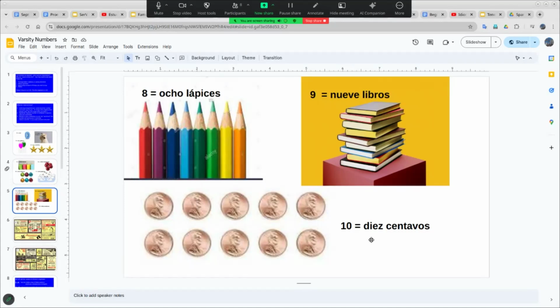Diez centavos, 10 cents. Okay. This 1 through 10 is key because all the higher numbers will use these as building blocks. So the 1 through 10, you keep reusing when you get to words like 29, 60, 68. That 1 through 10 gets reused in the higher numbers. It gets tagged on to the end with the higher numbers.